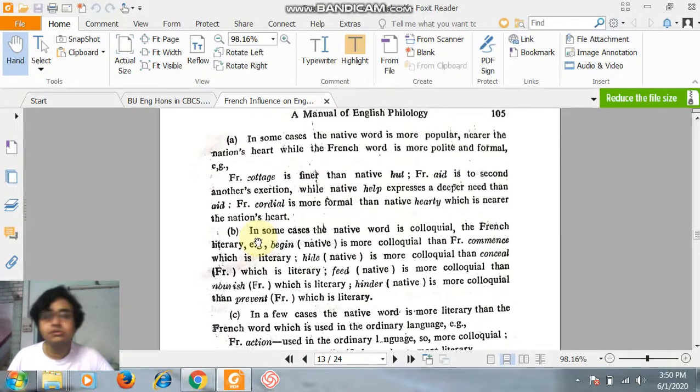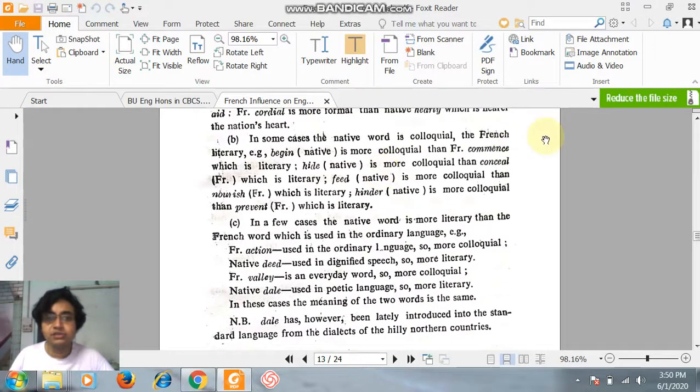In some cases, the native word is more popular, nearer the nation's heart, while the French word is more polite and formal. For example, cottage is finer than the native hut, but hut is a much more used, much more popular word. French aid is to second another's exertion, while native help expresses a deeper need than aid. On the other hand, the French cordial is more formal than the native hearty, which is nearer the nation's heart.